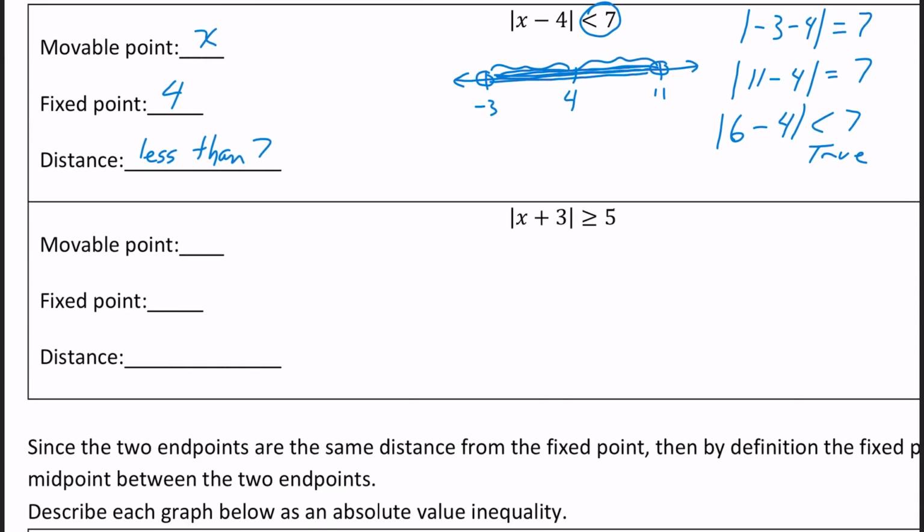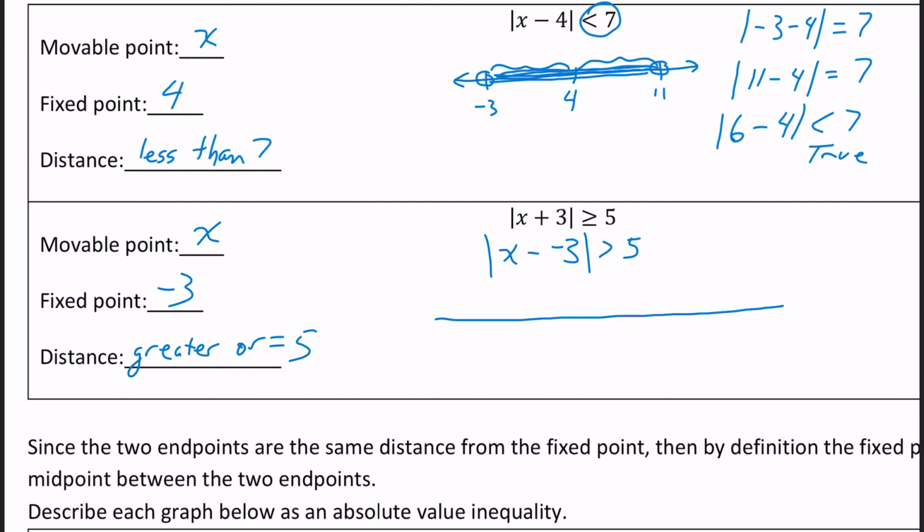Now the second part here is to look at the x plus 3 and realize that distance is always a subtraction. And you have to be very adept at seeing additions as the subtraction of negatives. So x is always the movable point. The fixed point is the negative 3 being subtracted. And the distance is greater than or equal to 5. So let's make the graph. The fixed point is at negative 3. I'm supposed to be 5 units away or more.